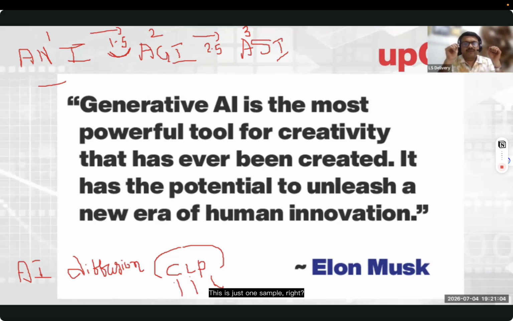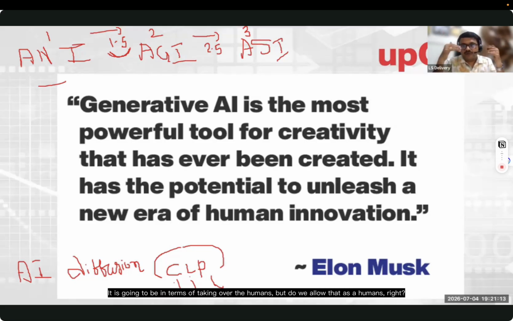So this is just one sample, right? ASI is difficult to imagine as well. It's a supreme power, going to be taking over the humans. But do we allow that as humans, right?